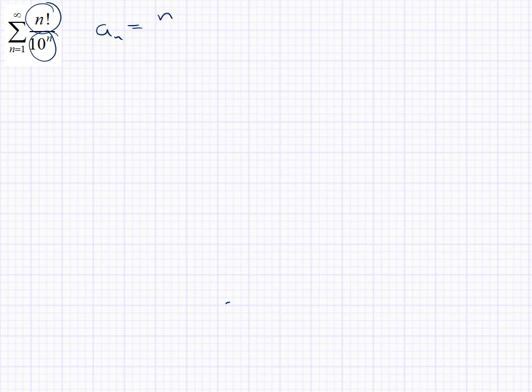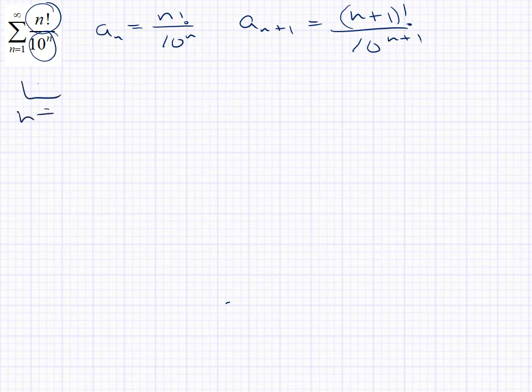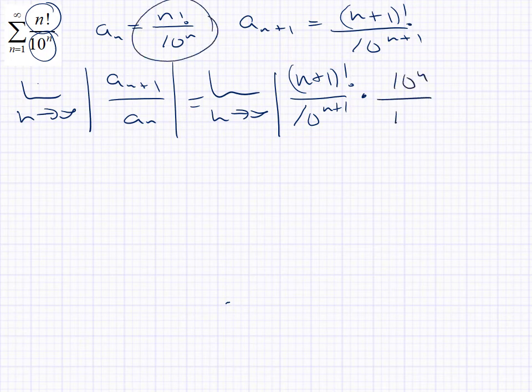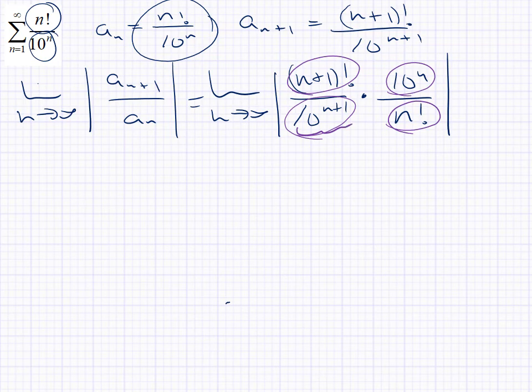So a sub n is n factorial over 10 to the n. A sub n plus 1 is n plus 1 factorial over 10 to the n plus 1. So if I did the limit as n goes to infinity of the absolute value of a sub n plus 1 over a sub n, that would give me the limit as n goes to infinity of the absolute value of n plus 1 factorial over 10 to the n plus 1, divided by, so I'll flip and multiply since it's a fraction, 10 to the n over n factorial. We've already simplified n plus 1 factorial over n factorial a bunch of times. And this 10 to the n plus 1 over 10 to the n, remember this is actually 10 to the n times 10 to the first. So if I multiply those together, the 10 to the n's will cancel, and I'll be left with a 10.